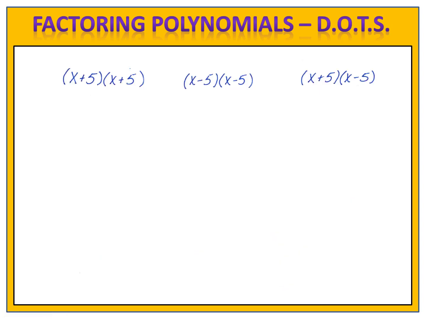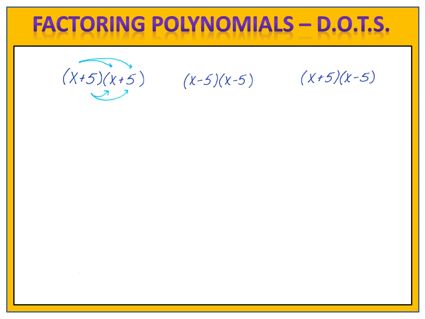Now, let's begin with a brief exercise before we get into factoring. Here are three pair of binomials: x plus 5 times x plus 5, x minus 5 times x minus 5, and x plus 5 times x minus 5. Copy these three pair of binomials down and multiply them together. Please pause the video here, and when you're finished, come back.